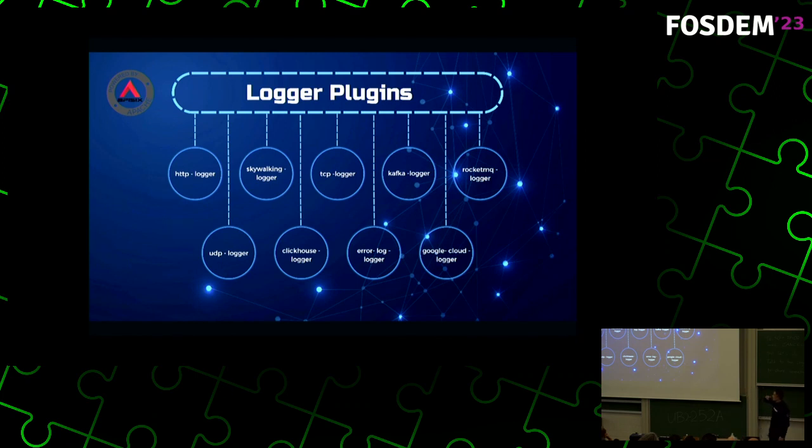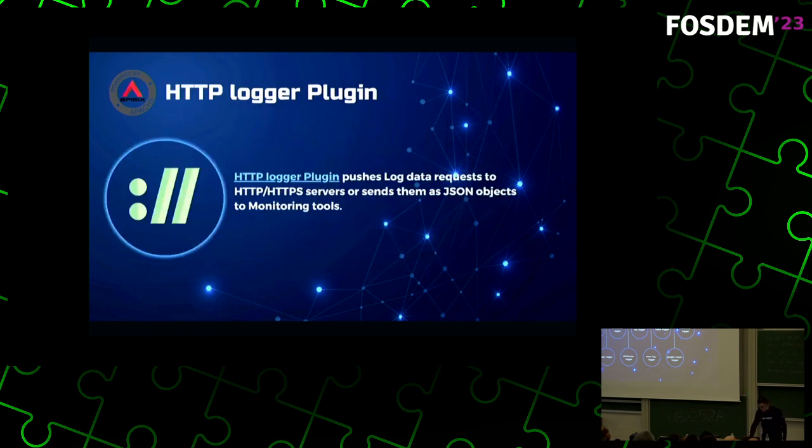So here, in order to enable logging, you can use plugins. For example, APISIX provides an HTTP logger plugin, a Kafka logger, depending on which kind of integration you have. For example, you can use Google Cloud logger. Let's say HTTP logger is a basic logger. It pushes all the log data from your API gateway to HTTPS or HTTP servers. It means you can further derive useful metrics from those logs.